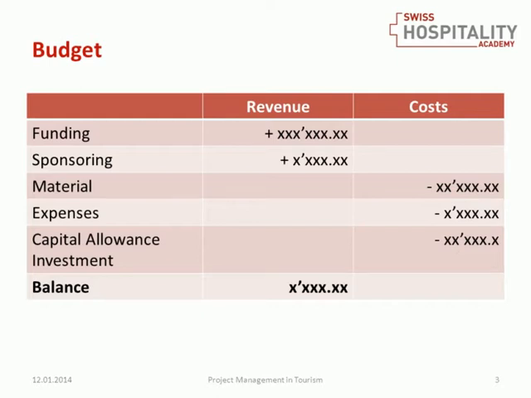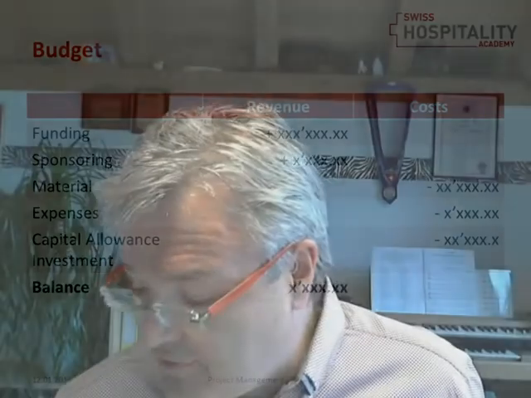So you see, you have material, you have expenses, you have capital allowance on the investment which you have to pay off with the project, and at the end of the day you have a balance. It's nice if you have a little reserve of money, but typically the balance in a project is negative, because the project is an investment in the future.